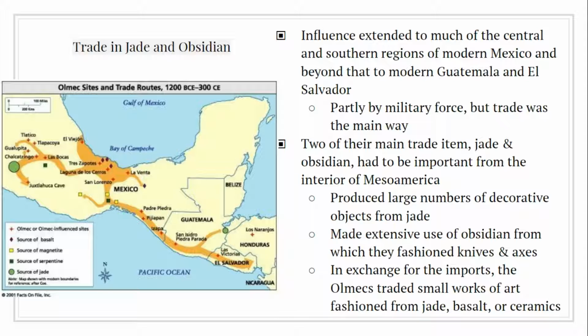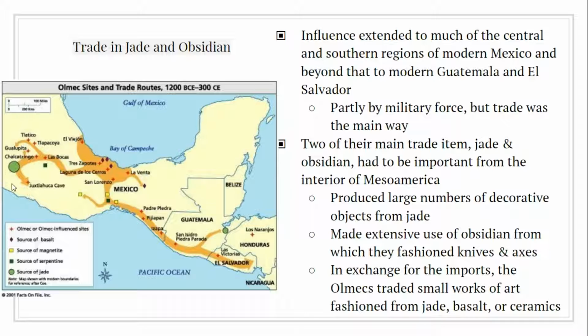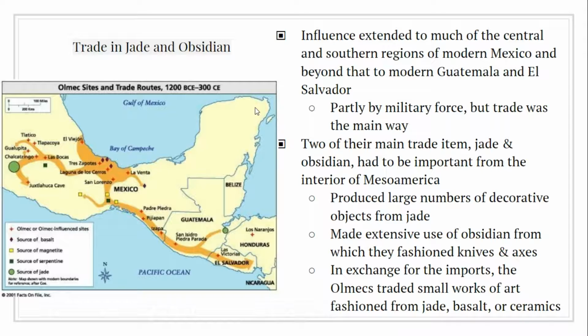Their influence was partly by military force, but it was actually mainly by trade. They had two main goods that they would trade, jade and obsidian, but they actually had to be imported from the interior of Mesoamerica. For example, on this map, you see the source of jade in this greenish circle is in southern modern-day Mexico. And there's also another spot here in Guatemala. So a lot of these things had to be imported to the Olmec site.